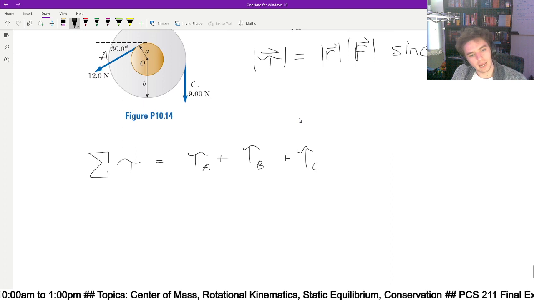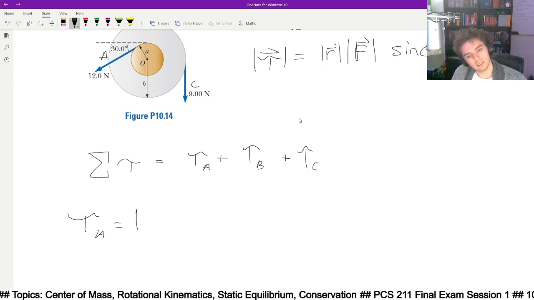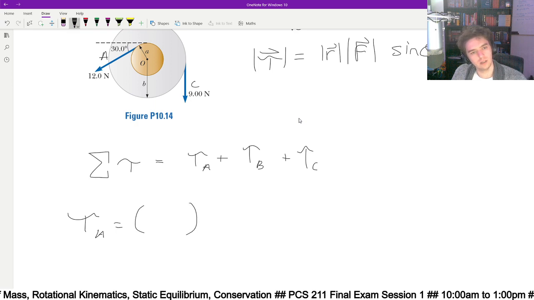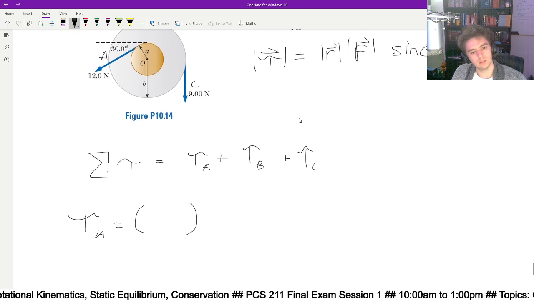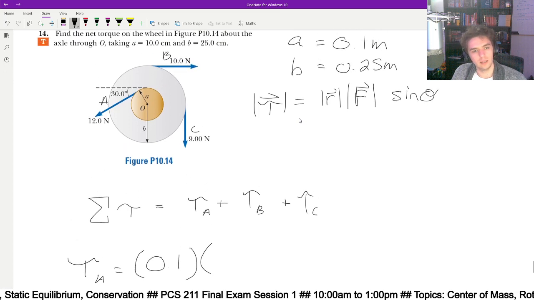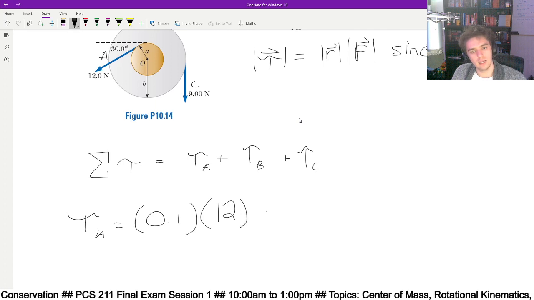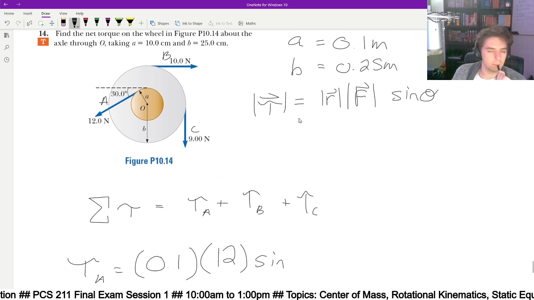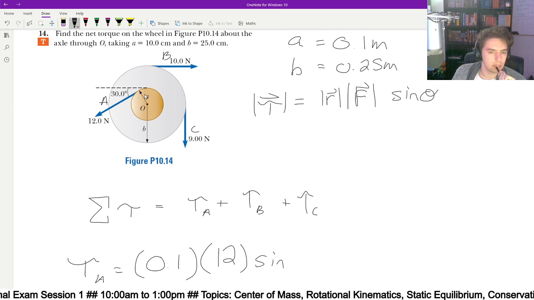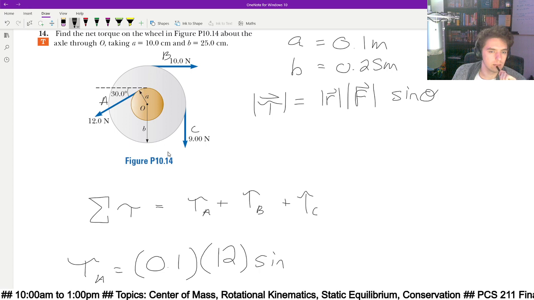Let's start with A. So torque A is going to be R, the distance from the axle. It looks like it's going to be A, so 0.1. I might make a mistake here, so let's see if we can get it. The force being applied is 12 newtons, so let's write 12. And the angle between them is 90, isn't it?